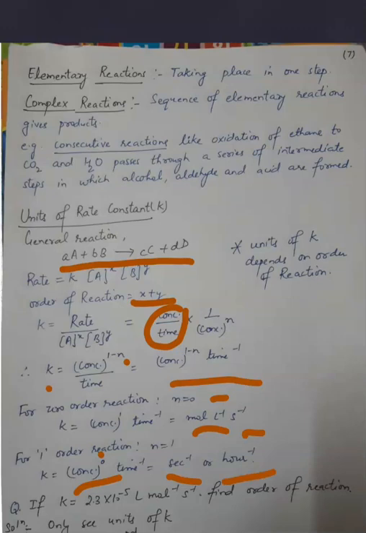In the question, if K is equal to 2.3 into 10 to the power minus 5 liter mole inverse per second, find order of the reaction. Here this value is given only for the confusion. These units can explain about the order of the reaction. Only see the units for the value of order. So reaction will be second order.